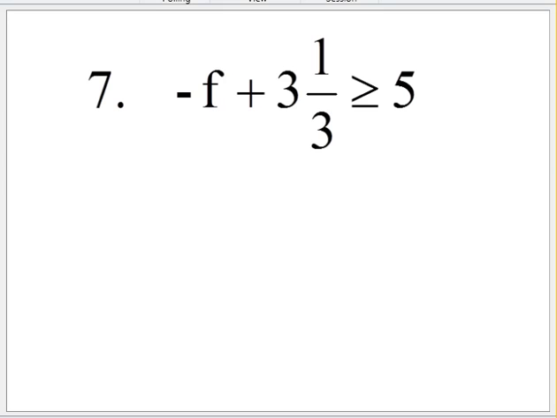Last example, I would strongly urge you to go ahead and pause this, see if you can come up with the correct answer. At this point, you should have finished it, and you've now resumed.